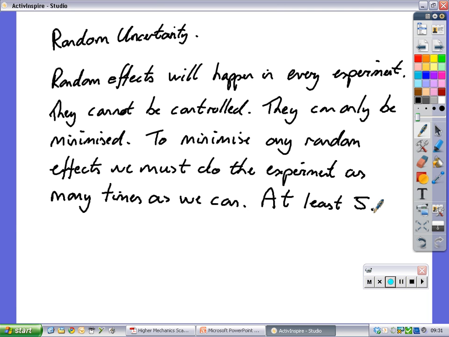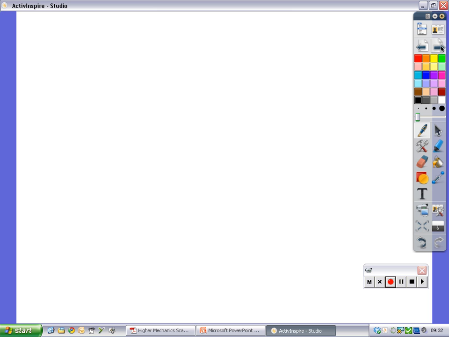Okay, so we're looking for these random effects, we're trying to minimise them. So once we've done our experiment as many times as we can, we look at all the results and we say to ourselves, what is the random uncertainty here? How much were my results away from each other? Or how much were they out? Okay? So to calculate a random uncertainty, we have a little formula which lets us work out what value this random uncertainty is. So we'd probably say approximate random uncertainty, but basically it's the same idea. We'll write it down fully now.